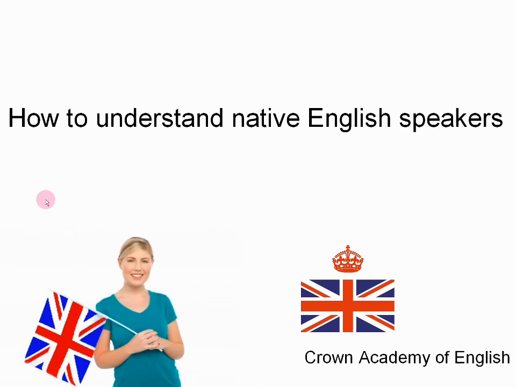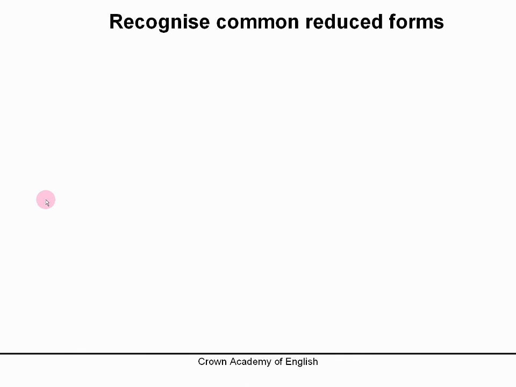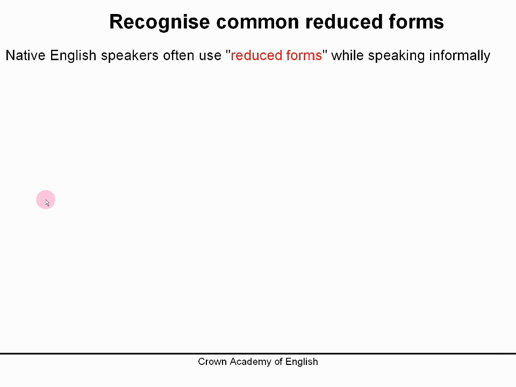Today I'm going to give you six pieces of advice for how to understand native English speakers. So the first piece of advice is to recognize common reduced forms. Now, native English speakers often use reduced forms while speaking informally. So what are reduced forms? Well, here are some common examples.